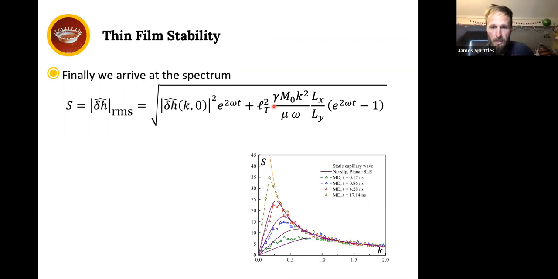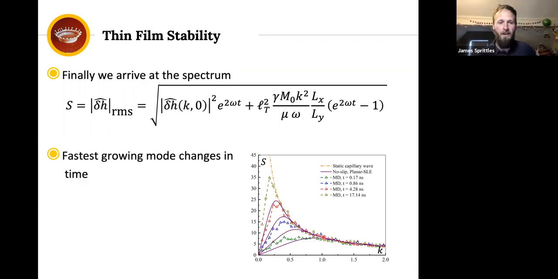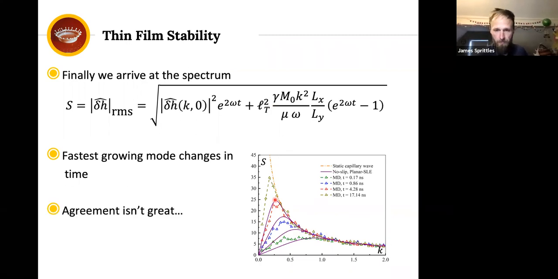And you can see as time progresses, well, I could tell you this is good agreement or bad agreement. You can choose yourself, but I'm going to tell you it's okay-ish and that we want to improve it because that goes along better with my narrative. So the interesting thing to note is that the fastest growing mode here changes in time, which is a non-classical effect. And the agreement isn't great. So I'm going to do a couple of things to improve the agreement, which are interesting and new.